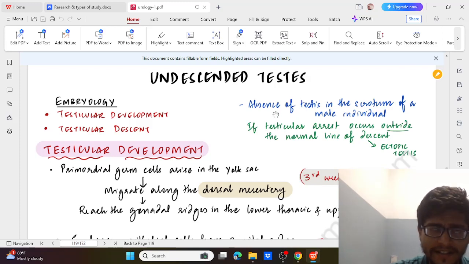So undescended testes or cryptorchidism. Before starting, we will see the embryology, that is testicular development and testicular descent. So here there will be absence of testes in the scrotum of the male individual. If this occurs outside the normal line of descent, it is called ectopic testis.